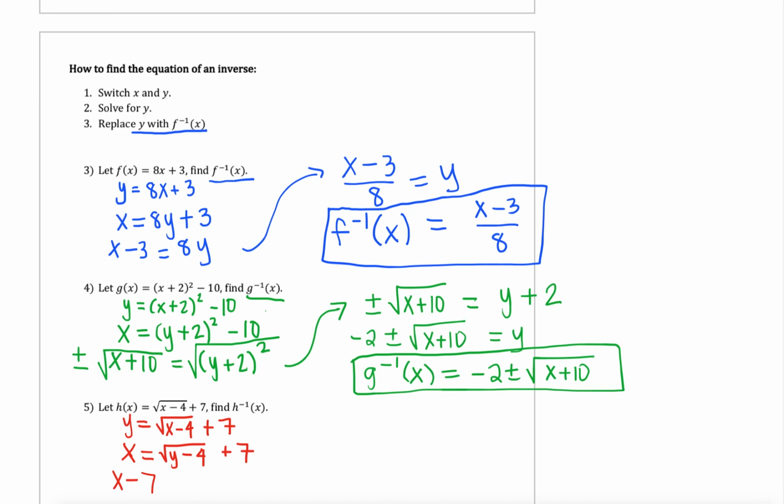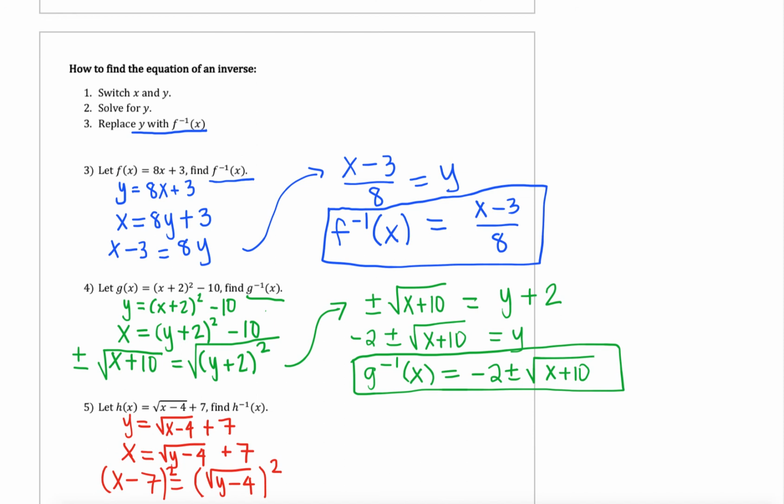So we'll get x minus 7 equals the square root of y minus 4. Now from here, my goal is to get y by itself, so I need to get rid of this square root. Well, we're going to do the opposite to what we did in example 4. To get rid of a square root, I'm actually going to need to square that, which means I need to square the left side as well.